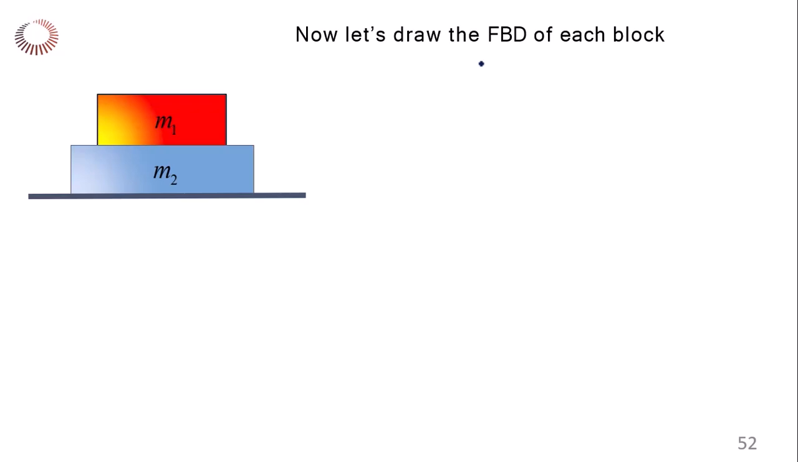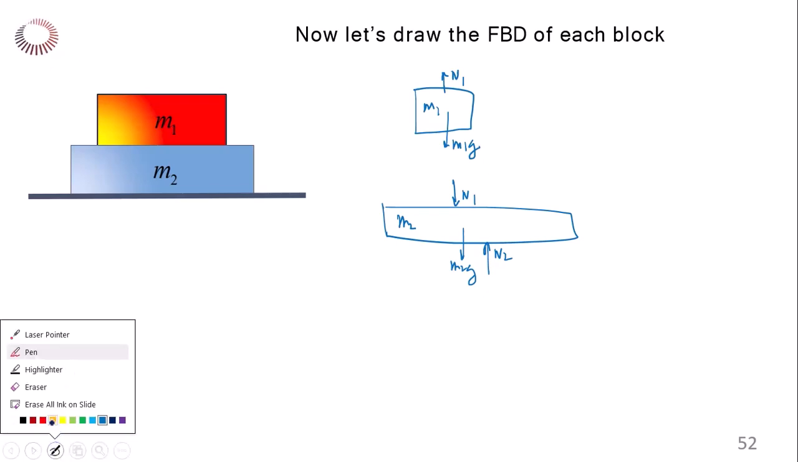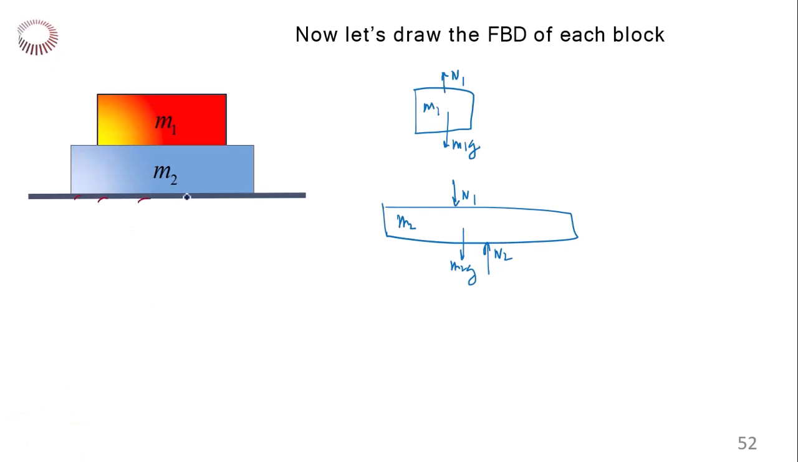Now let's draw the free body of each block. Let us say I want to draw the free body of the M1 block. So for the M1 block, this is the M1G acting downward and normal is acting upward. For the M2 block, M2G is acting downward, and there is another N acting over here. So N is the normal contact force offered by this surface.